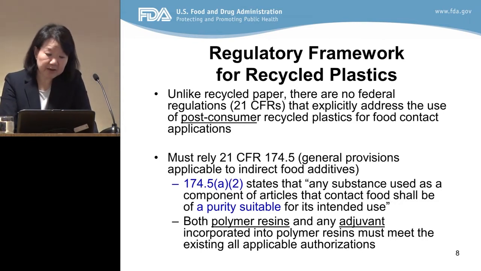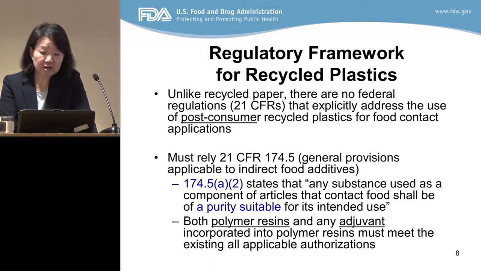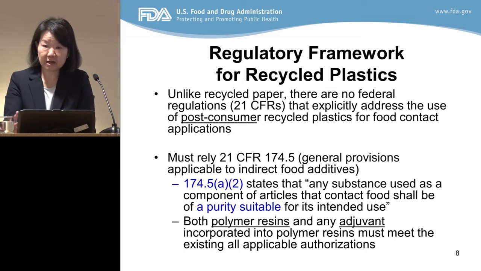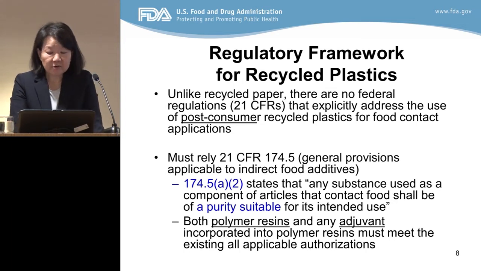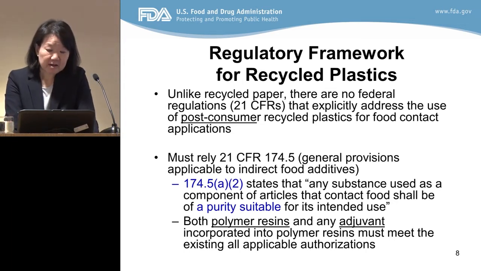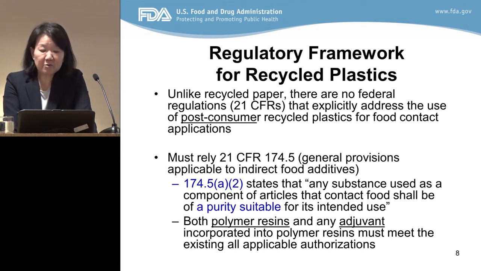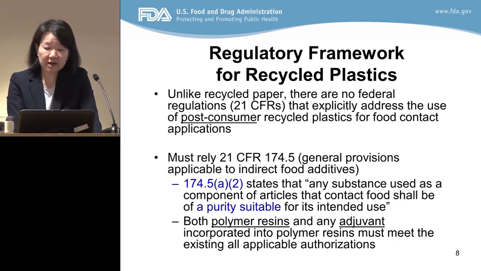So we turn to the general provision applicable to indirect food additives under 21 CFR 174.5, especially paragraph (a)(2), which states that any substance used as a component of an article that contacts food shall be of a purity suitable for its intended use. What that means is, for both polymer and adjuvant used to make a plastic or food contact material, to make the bottles for beverage or a food container, both the polymer and adjuvant need to be compliant with regulation that authorizes the use of this polymer and adjuvant.